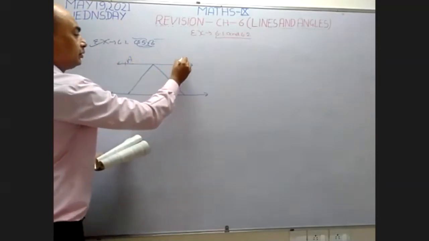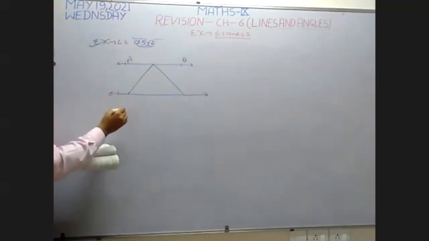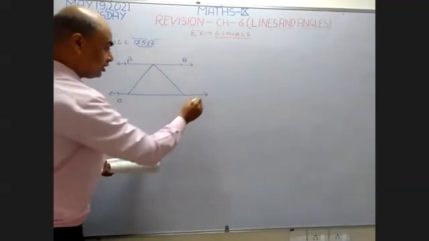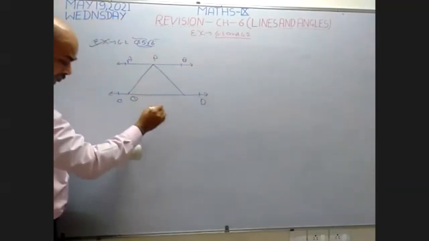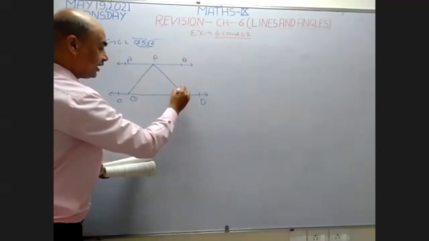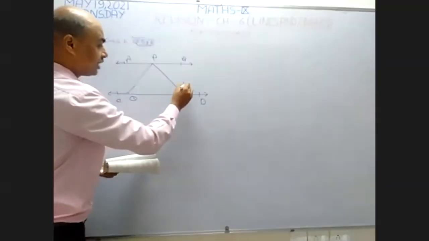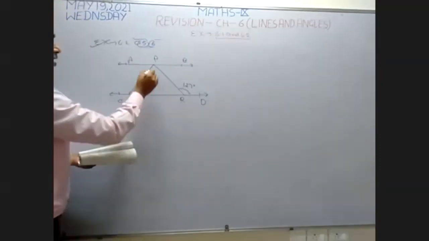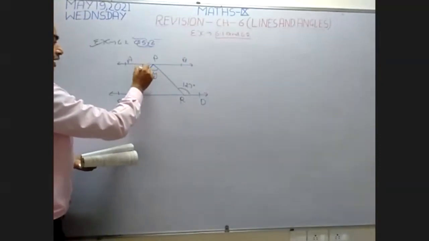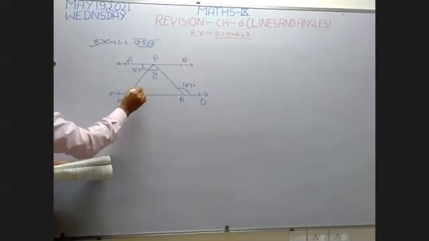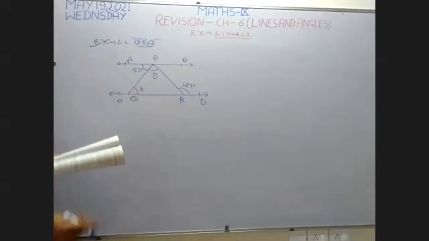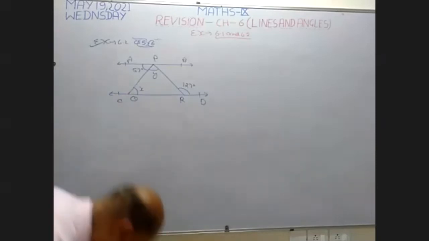A, B, and this is C and this is D. This is P, Q and R. This angle is given 127 degrees. Here it is given Y, and this angle is given 57 degrees. And here the value of this angle is X. Now read the statement, beta. What is given in this statement?